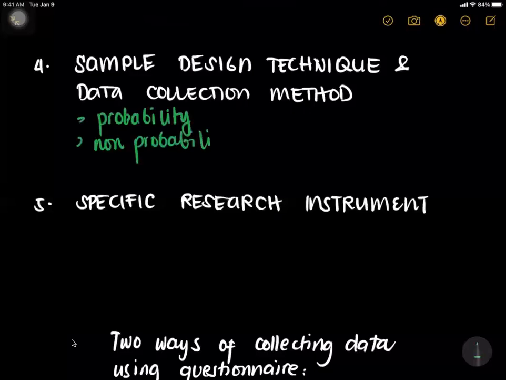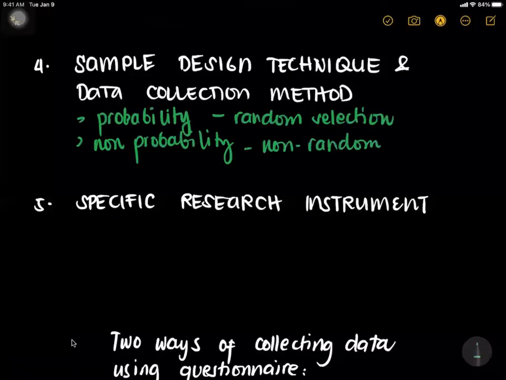And just an overview, probability sampling is the random selection of your sample, and non-probability sampling is the non-random selection. So you have to specify. And likewise, if you opt for a certain sampling design technique, it has to be justified as well.